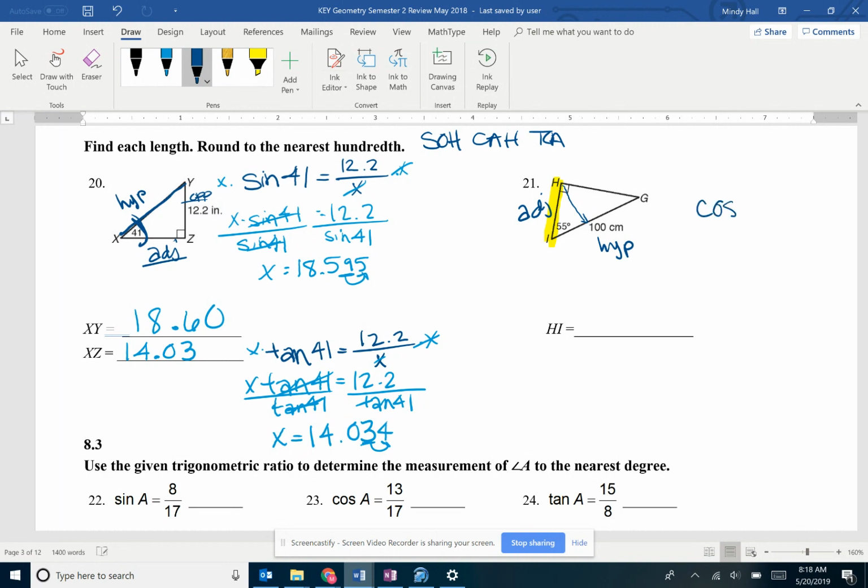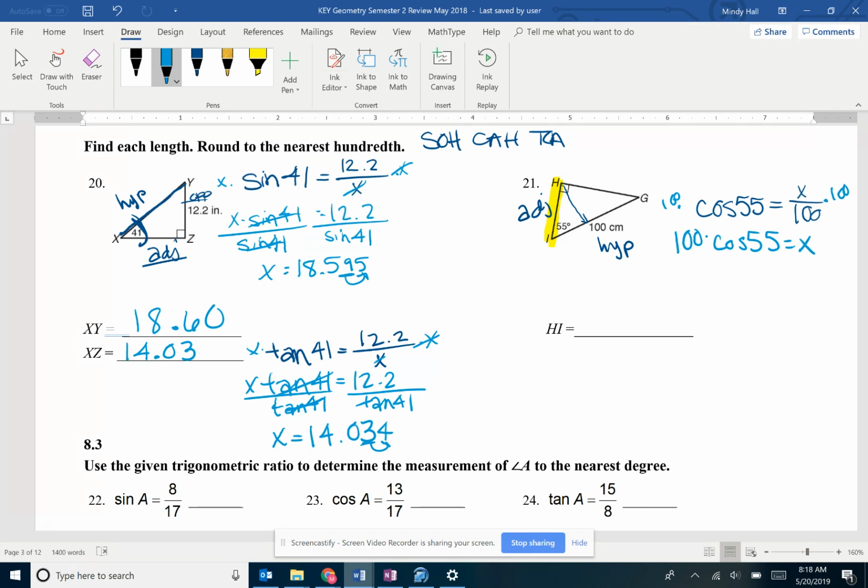So we're going to have cosine of the degree measure equals adjacent, which we don't know, over hypotenuse, which we do know. So this is where knowing the algebra helps, because some people will try and do that shortcut like we were able to do for number 20. But for this one, because the 100 is in the bottom, we are going to multiply by 100 to both sides. So now we have 100 times cosine 55 equals x.